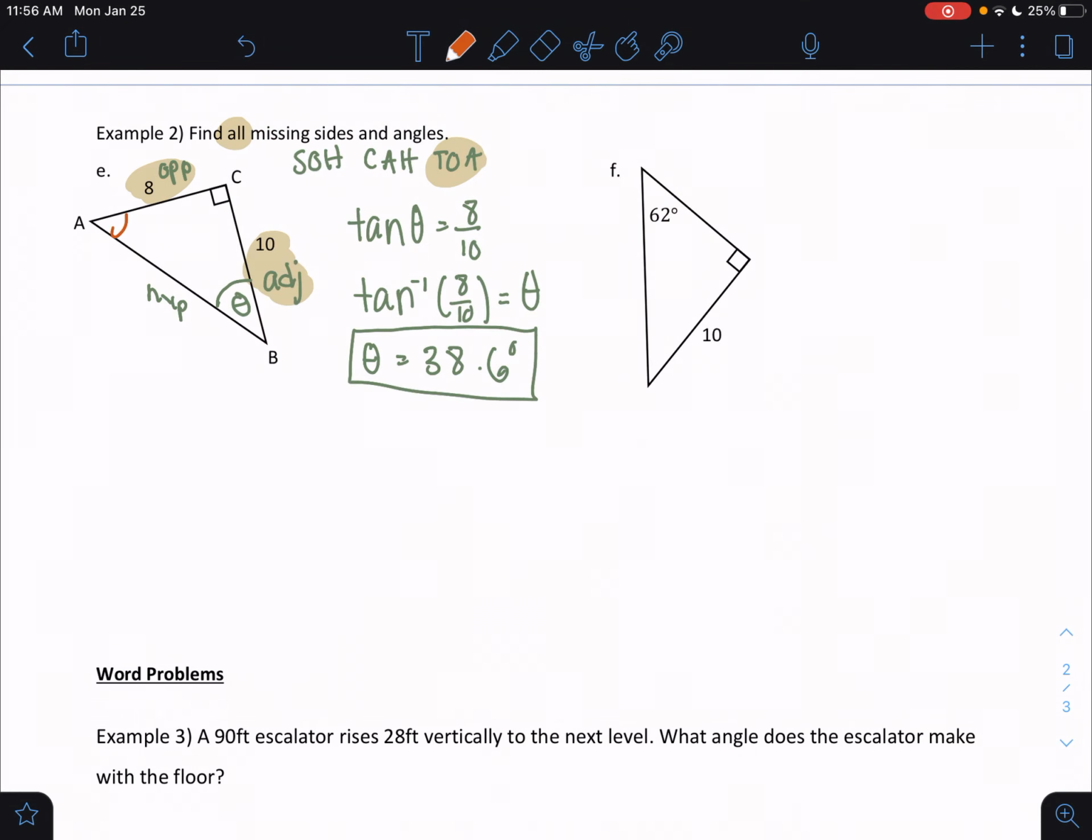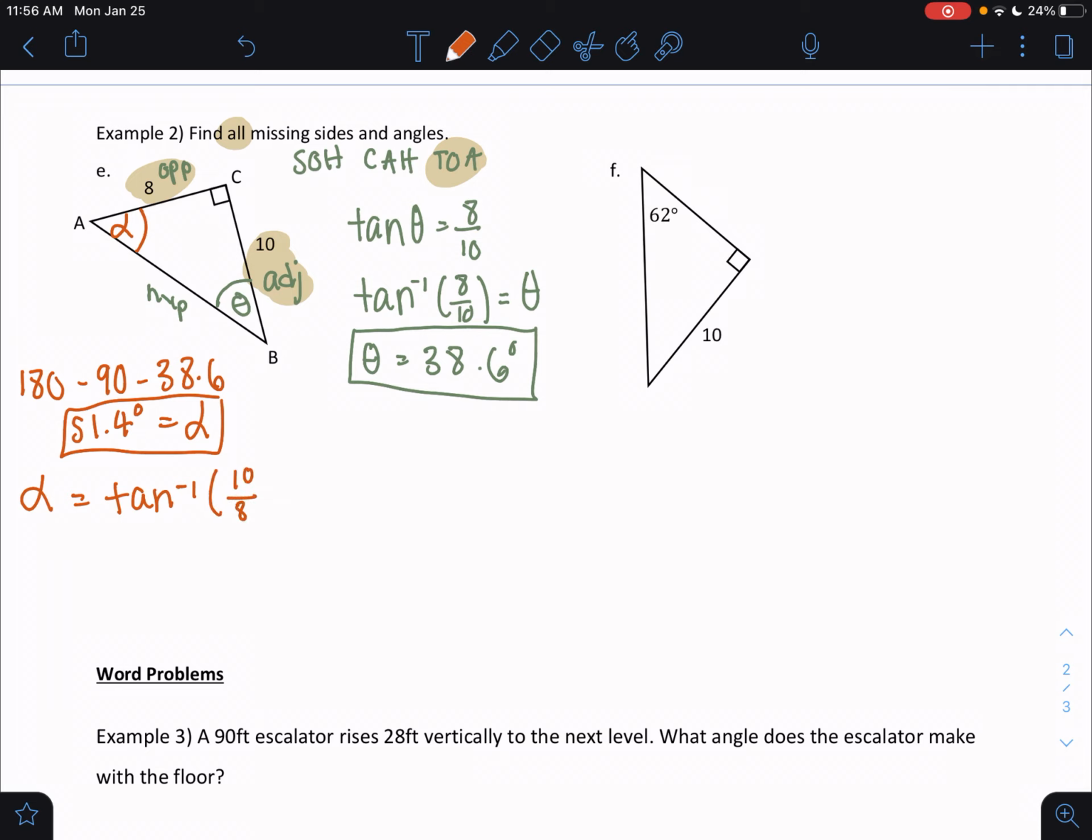Now, we have 2 ways we could go about solving for the next angle. I'm going to go ahead and just label this one alpha to distinguish it from the other one. We could use our angle triangle sum theorem and do 180 minus 90 minus 38.6 and get 51.4 degrees for alpha. Or you can solve for it by using the inverse tangent function, because from that angle we would have opposite and adjacent, and you would get the same thing. I think it comes out to be like 51.3 degrees. The rounding's just a little bit different, but either way would work to solve for it.